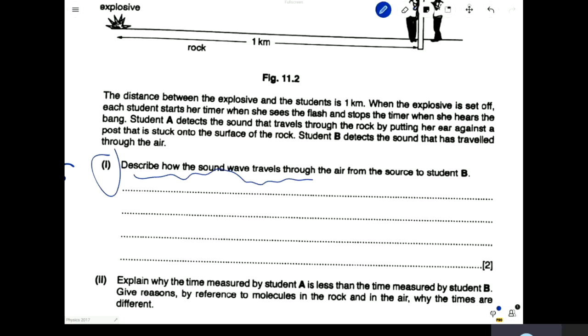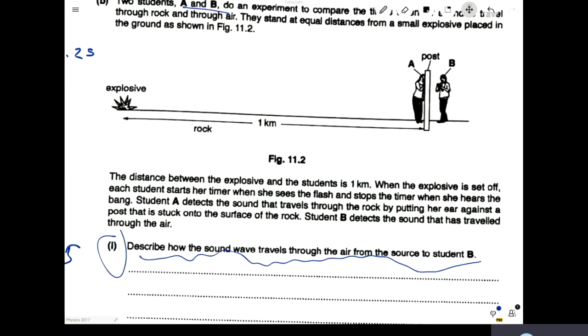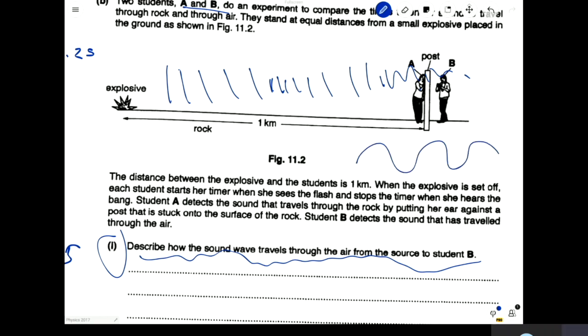Describe how the sound travels from the air to student B. What kind of wave? Transverse wave? You sure or not? Transverse is... so it's longitudinal. Okay, longitudinal, what is the characteristic? Compression and rarefaction, right? So here you have to describe.